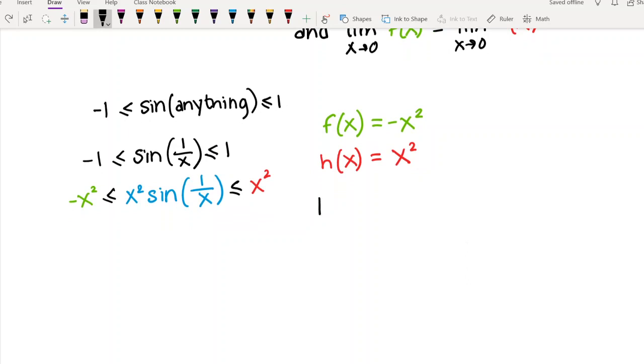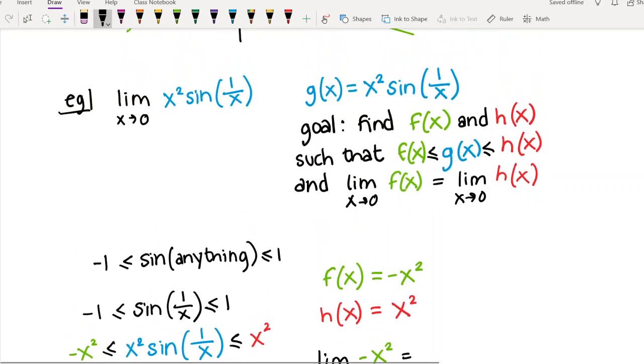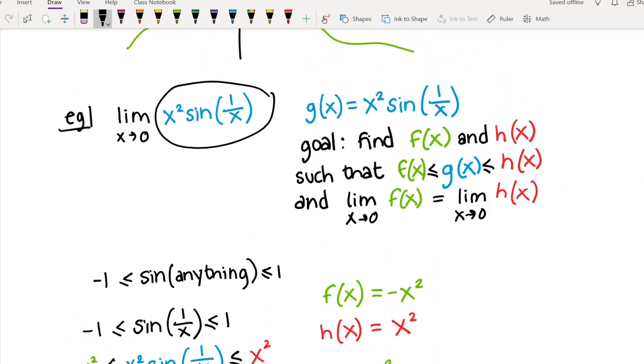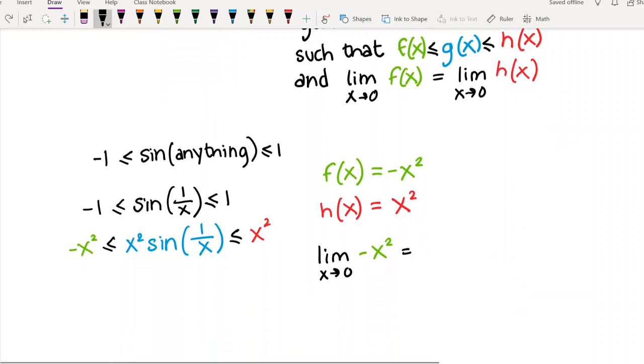If we take the limit as x approaches 0 of our bottom function, negative x squared, now we might be able to see why this is a better function than the one we started with. We can actually just evaluate this limit by plugging in 0. We could not plug 0 into the original function because you would get something undefined. But we found these two stand-in functions that we can plug 0 into. So if we plug 0 into this lower function, negative 0 squared, we get 0.